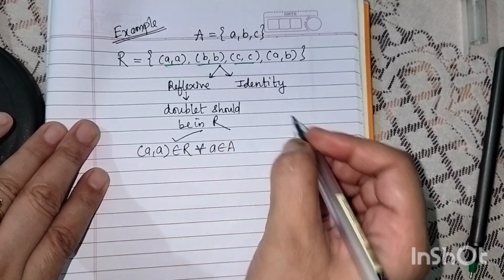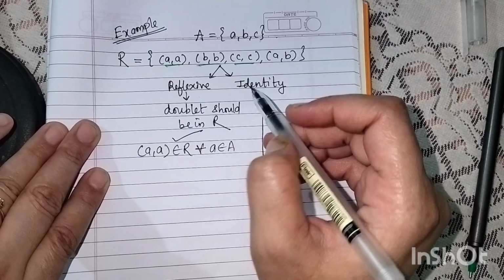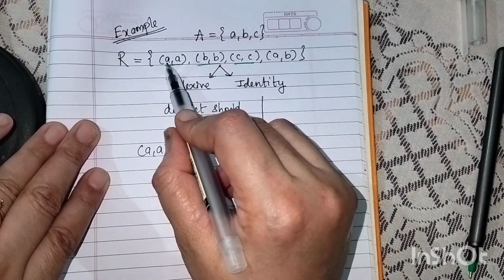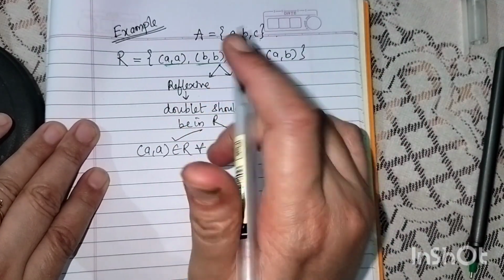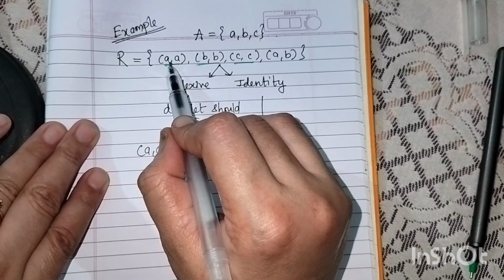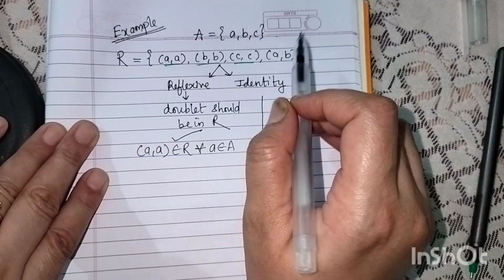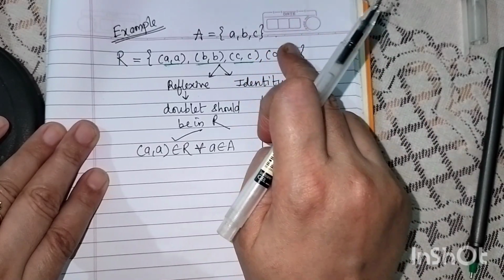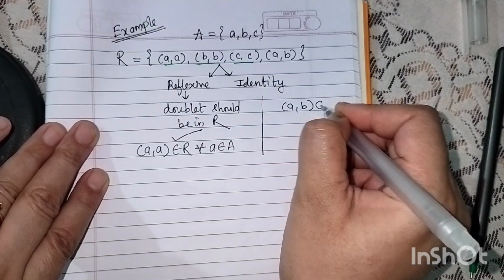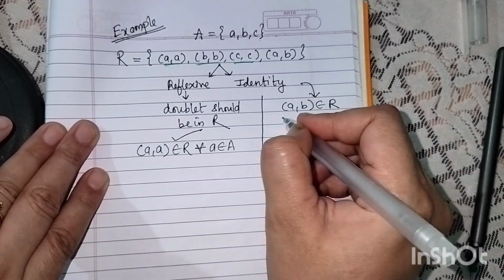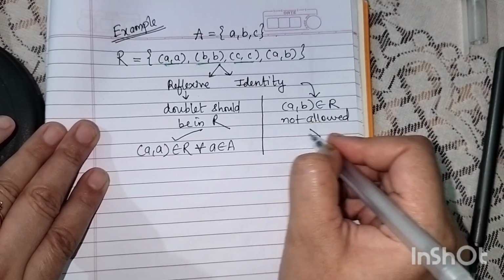Now what about this identity? For identity, the definition is you should have that each and every element should be related to itself only. No other elements are allowed. Okay, so in this case when you see your R, it is (a, a), (b, b), (c, c), and we have a pair (a, b) along with this. So this is an extra one. Okay, we don't want this in our identity relation. So that means if (a, b) belongs to R in case of identity, okay, so this is not allowed. So that means it is not an identity relation.